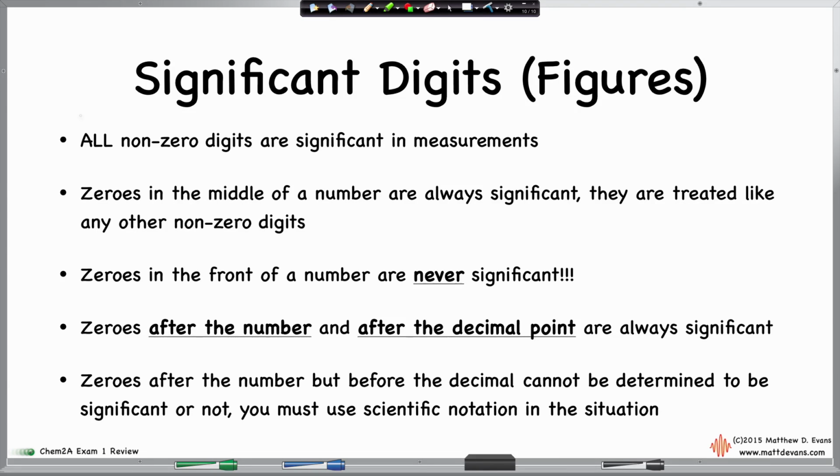Now, the tricky one is zeros after the number and after the decimal point are always significant. It has to be after the decimal point and after the number. Zeros after the number but before the decimal point, you can't figure out the number of sig figs for that, and you really have to use scientific notation to figure that out in that situation. There's no other way to do that. Okay, so these are our rules for sig figs.